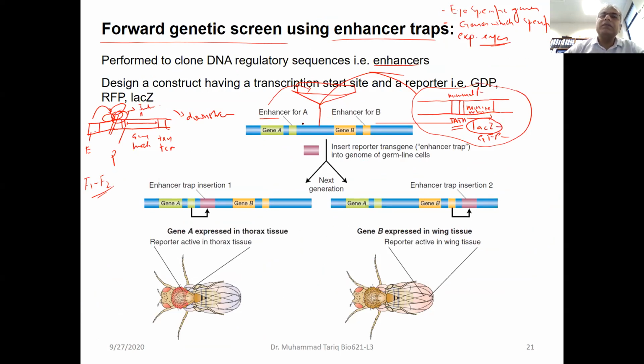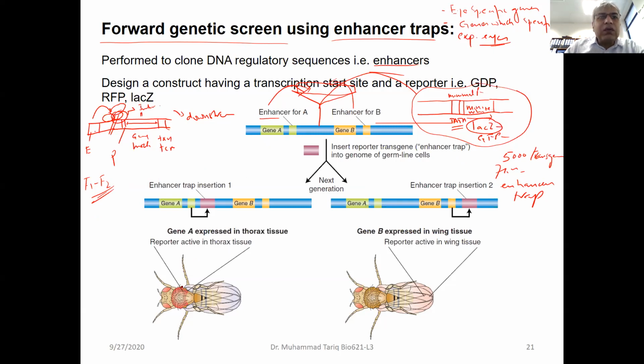Now, this enhancer can also act on this, so we are soon going to see. Let's say you created 5,000 transgenic flies through enhancer trap. We call it a trap because we are trapping an enhancer to act on my construct.